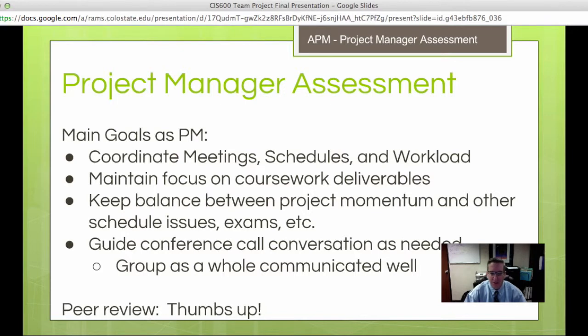I also tried to guide the conference call conversation as needed, but really it wasn't needed that much. The whole team communicated well, and there was a lot of cooperation on the conference call, so there wasn't much of a need to step in there. I'm supposed to do a peer review, which is oddly self-serving, I guess, but the rest of the team wrote in the report that I did a good job, and so a thumbs up on my role as project manager.